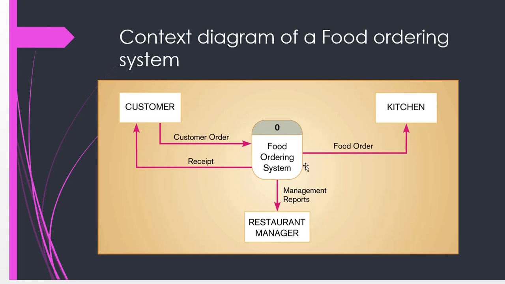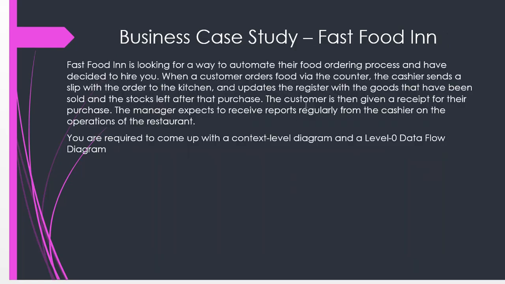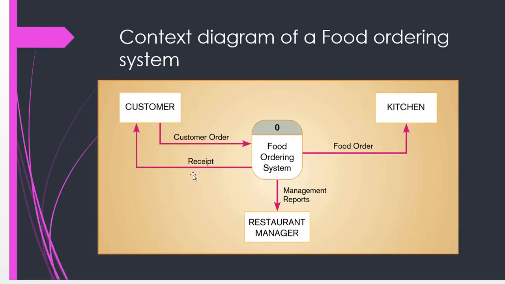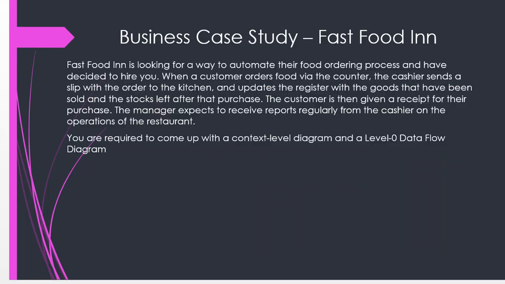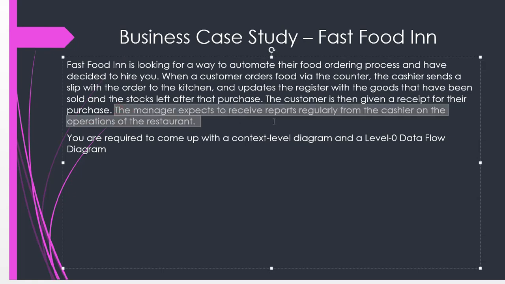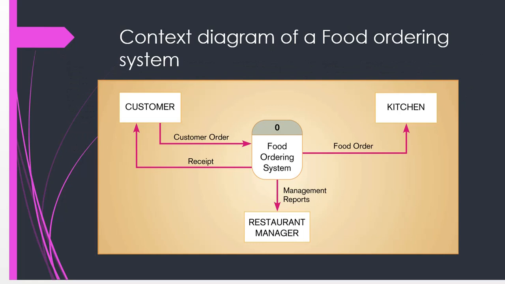And then the cashier sends a food order to the kitchen, okay, so that they can prepare the order. And then after that has been done, the customer is then given a receipt for their purchase, right? So here, the system is supposed to produce a receipt which is given to a customer. And then on top of that, the manager expects to receive reports regularly from the cashier on the operations of the restaurant. So that means our system is supposed to produce management reports to the restaurant manager.